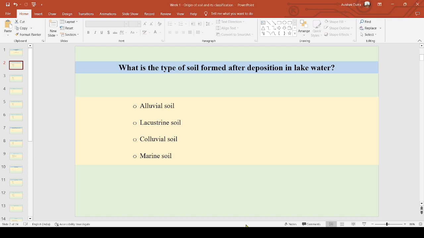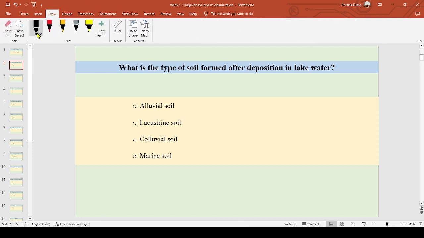So, the first question was, what is the type of soil formed after deposition in the lake water? Any answers? Option number one, alluvial soil. No. Anyone else? It is very easy. It goes with the name only. Type of soil deposited in the lake water. It is lacustrine soil. Yes, Himani. Lacustrine soil. It is lacustrine soil.